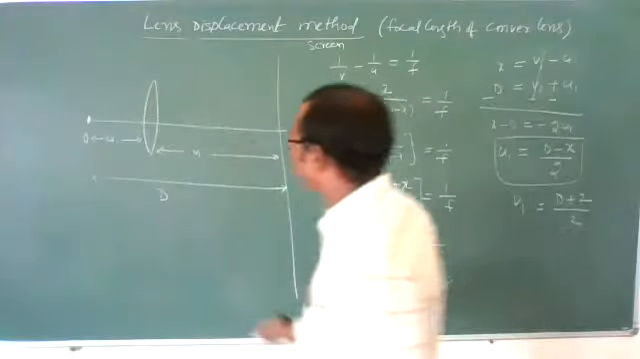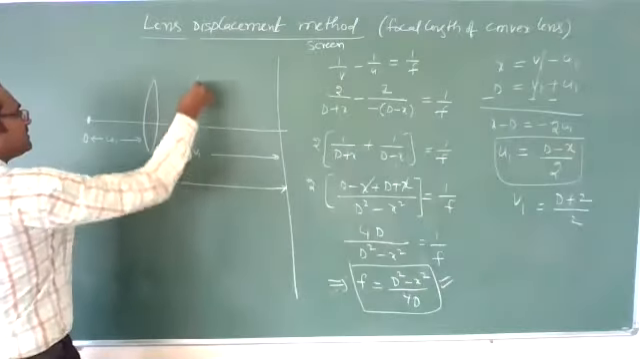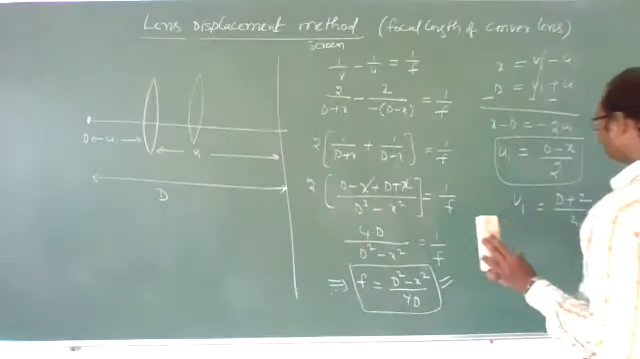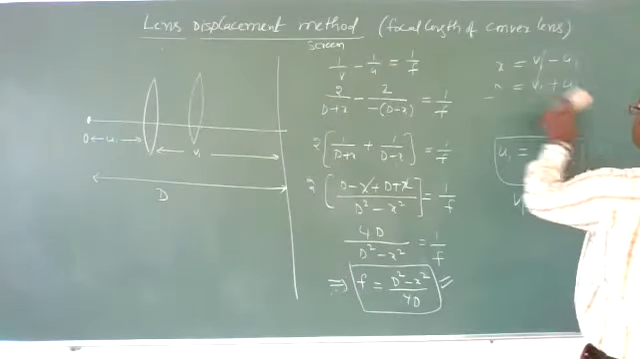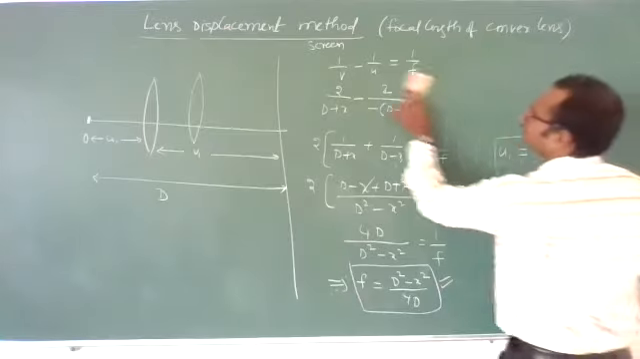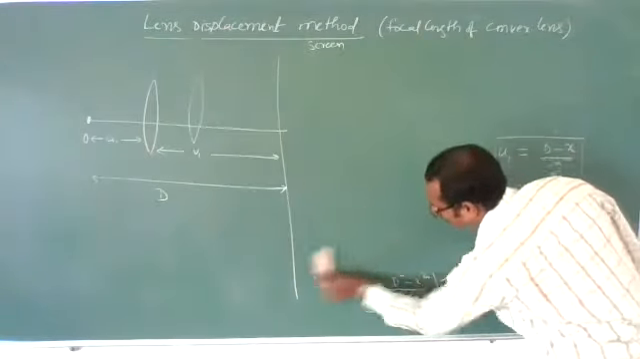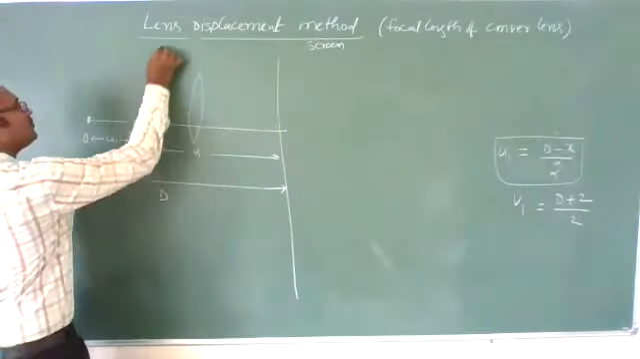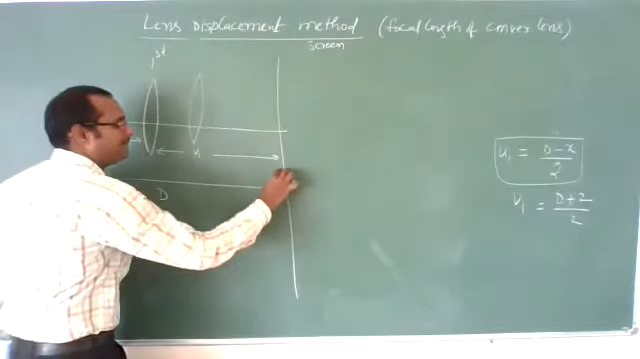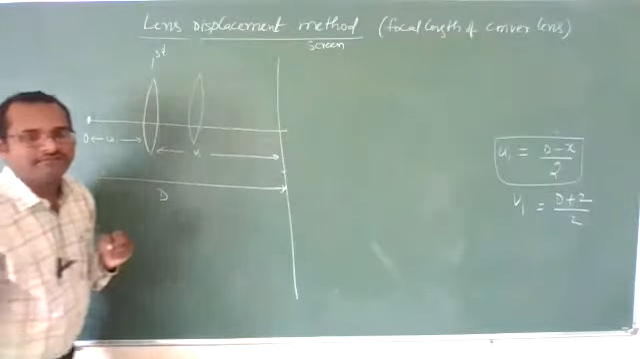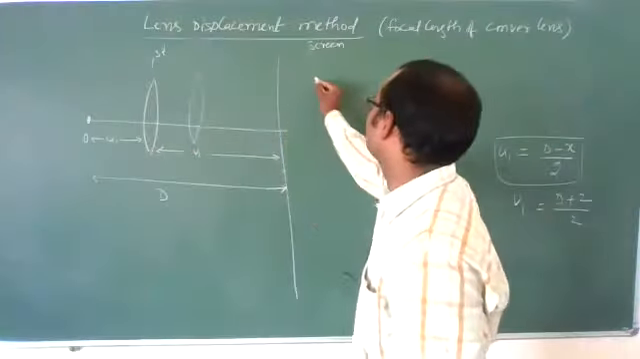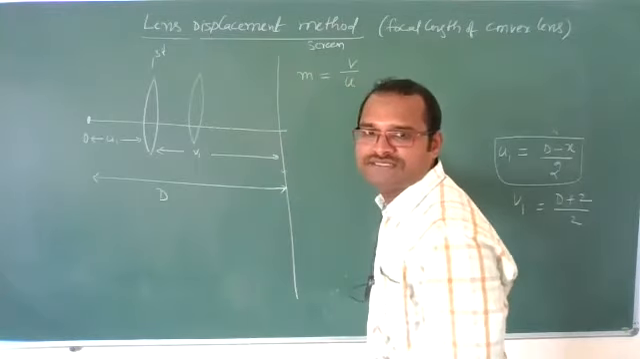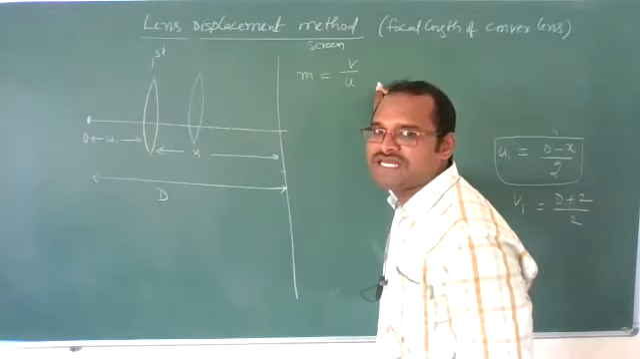Now if you displace the lens to somewhere else, again you will get the image. U1 and U2 values you know. Now let us imagine when the lens is at the first position, the image will form. What is the magnification of the image? Magnification formula is V by U. Correct? Magnification of the image is V by U.